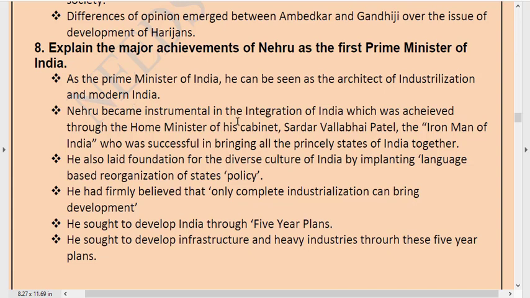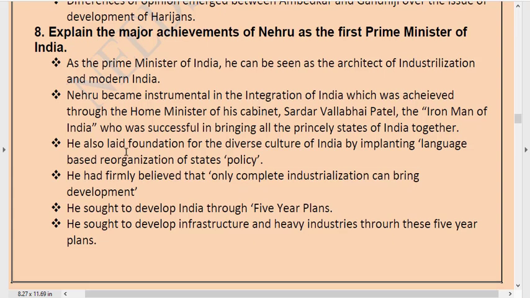Nehru became instrumental in the integration of India, which was achieved through the Home Minister of his cabinet, Sardar Vallabhbhai Patel. The Iron Man of India was successful in bringing all the princely states of India together. He also laid the foundation for the diverse culture of India by implementing the language-based reorganization of states policy.